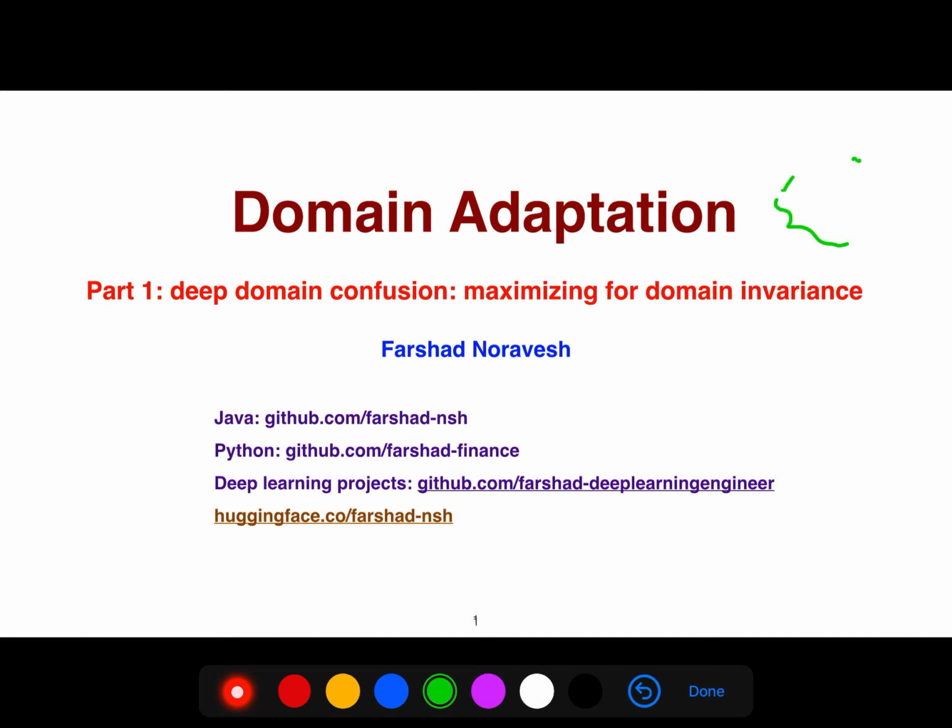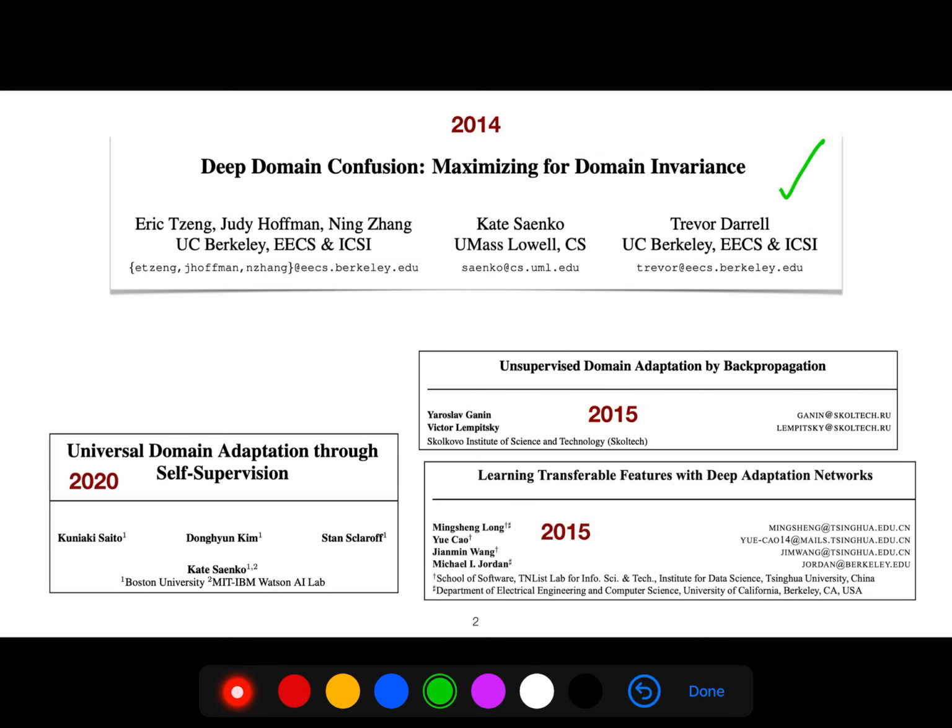There are three things that may cause domain shift: covariate shift, label shift, what else? Concept shift. And sometimes our technique automatically and implicitly resolves all of these problems. So let's focus on this paper in 2014, Deep Domain Confusion: Maximizing for Domain Invariance.